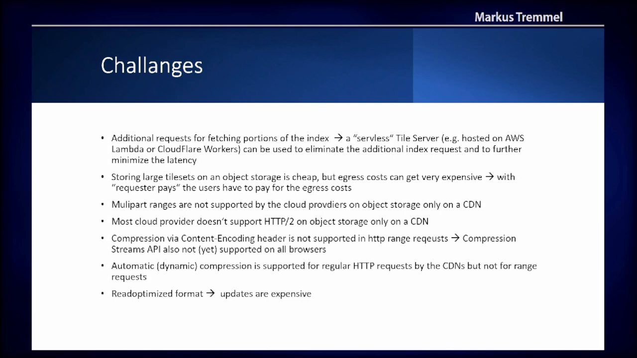Another feature which hopefully will be supported in the future, but currently not on CDNs, is dynamic compression. It is supported on a CDN for HTTP requests, but not for range requests. So that you can tell the object storage to compress in different formats like Brotli, Gzip or Deflate. This would also be very nice for COMTiles, because then the index fragments could be dynamically compressed.